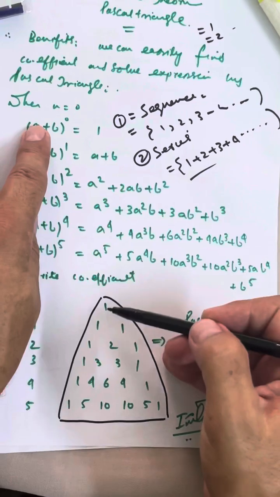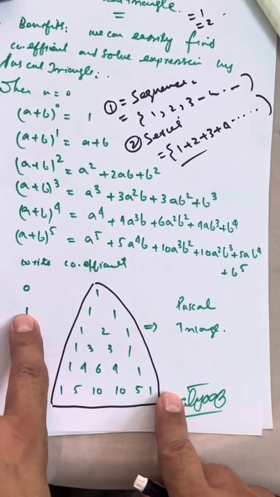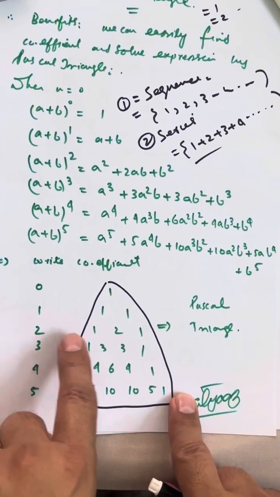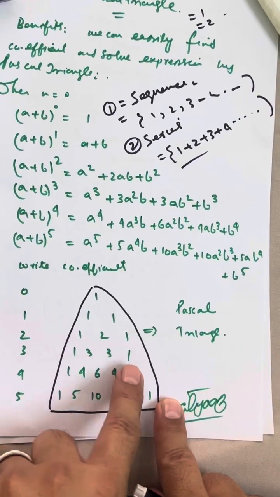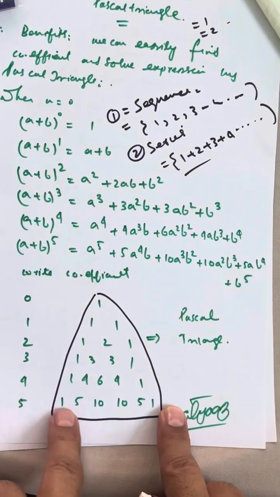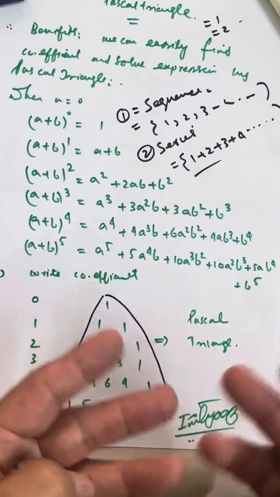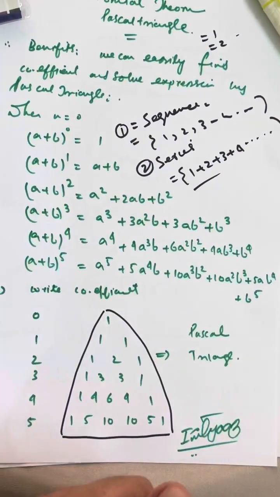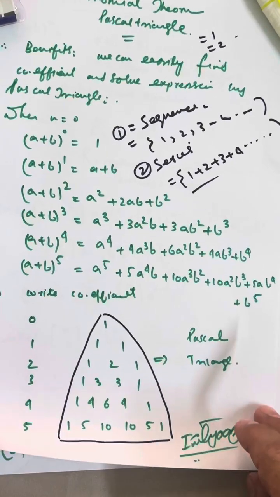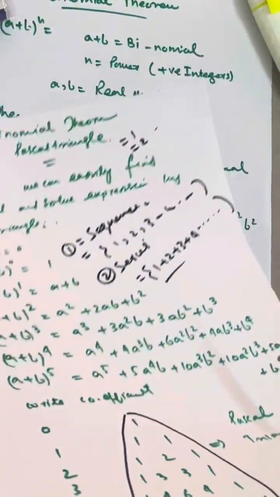From the first they took the 1. When n is 1, we get 1 1. When n is 2, we get this. When n is 3, we get this. When n is 4, we get this. After 6, it again comes back down, like a back expansion. So this is called the Pascal triangle. It's very important.